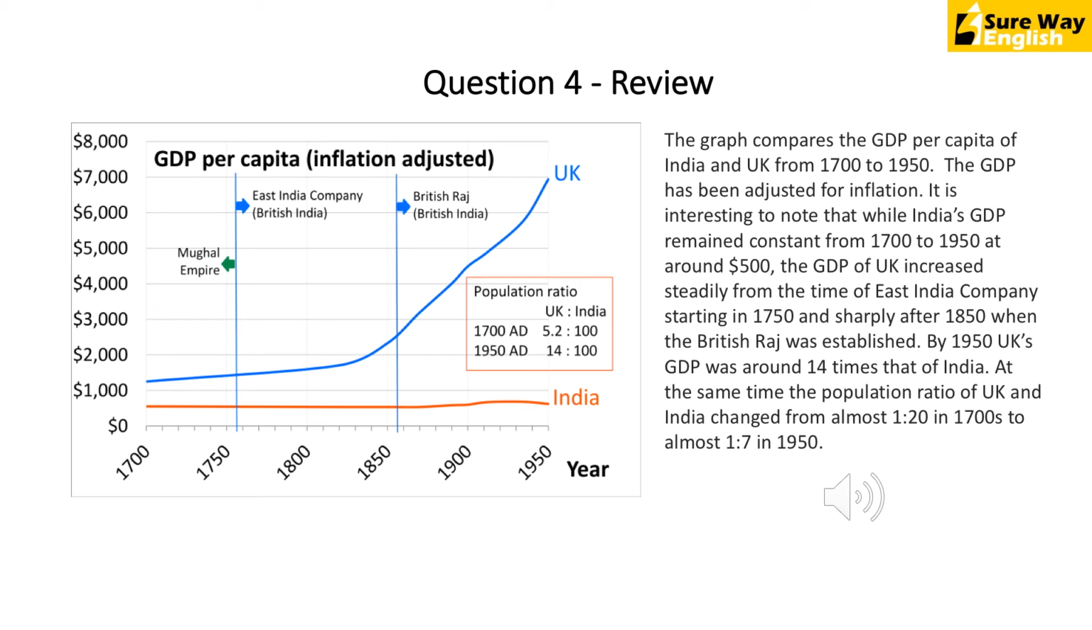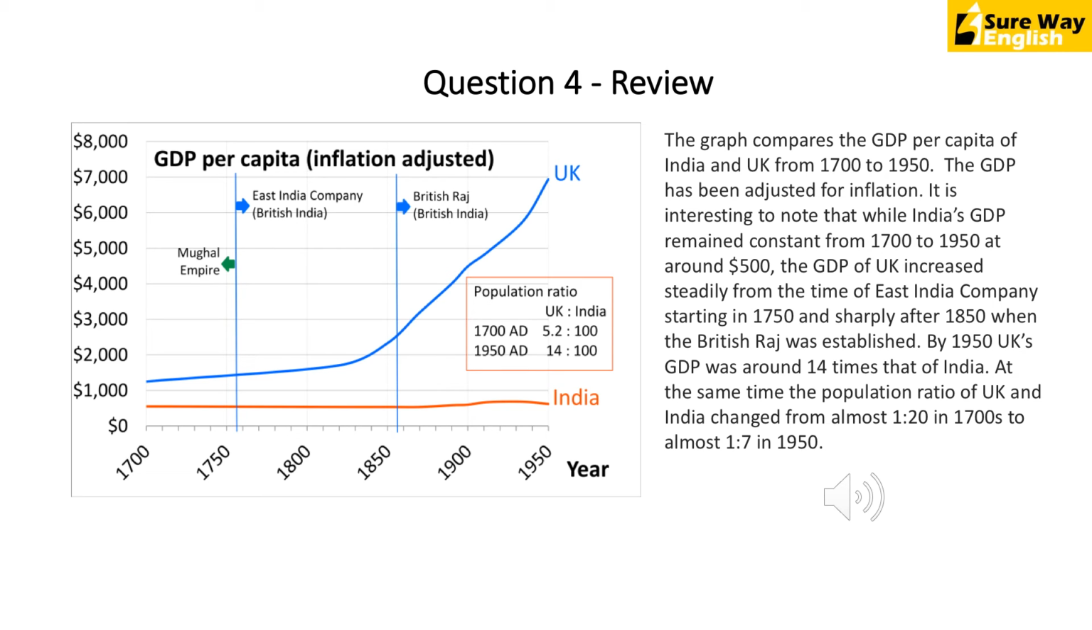Now, some students, they say something like this: the graph shows the GDP per capita for India and UK from 1700 to 1950. Now, the purpose of the graph is not just to show the GDPs of the two countries. The purpose of the graph is comparison. So that's why using that word, conveying the right sense is very important. You'll get better marks if you say things like the graph compares, okay, rather than just saying the graph shows.